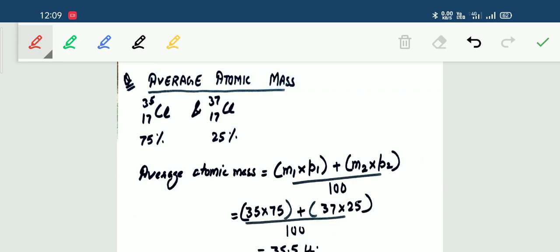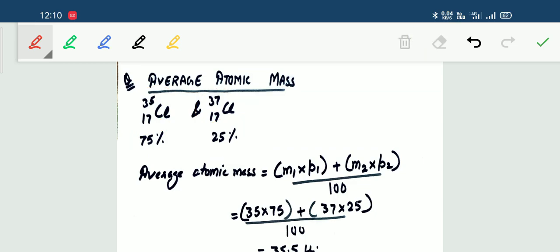Students, if there are isotopes of a particular element, then its mass is first of all calculated as an average atomic mass. And what is average atomic mass? It basically depends upon the percentage composition of the isotopes present in the sample. In this case, chlorine 35 is 75% and chlorine 37 is 25%. Therefore, the mass of chlorine will be the average atomic mass. Hence, we have to calculate the average atomic mass and that will be taken as the mass for chlorine.